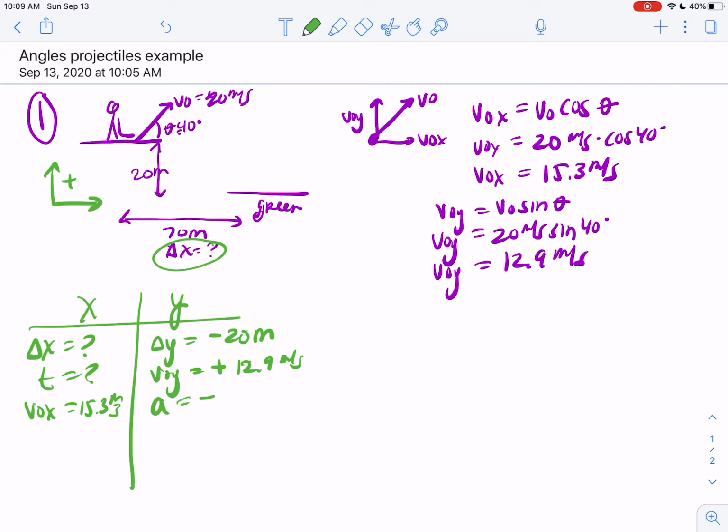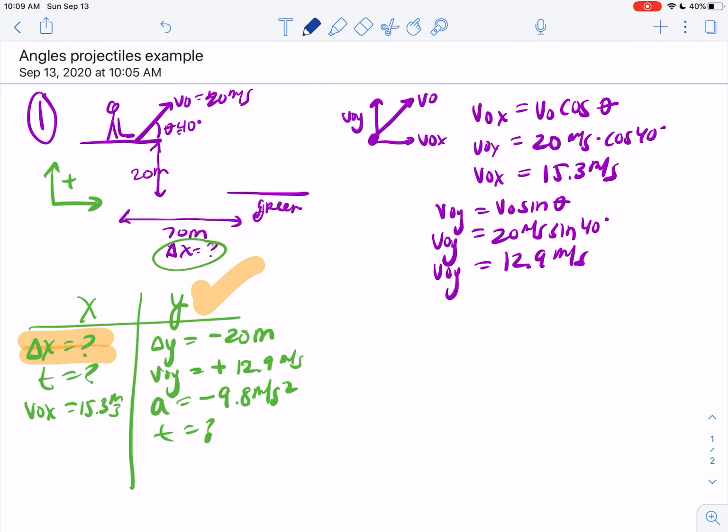My A is going to be negative, I guess I'll just use 9.8 because WebAssign does. Okay. And let's see, what else do I know in the Y direction? Anything else? No. And I'm probably going to need to know the time, right? Because the time always is going to be needed, all right? Okay, so now I'm ultimately looking for delta X, okay? But I can see that I don't have the time, and without the time, I can't do that. That means I need to start in the Y direction, all right?